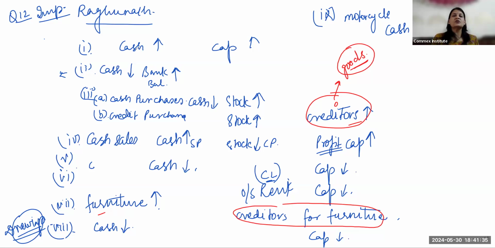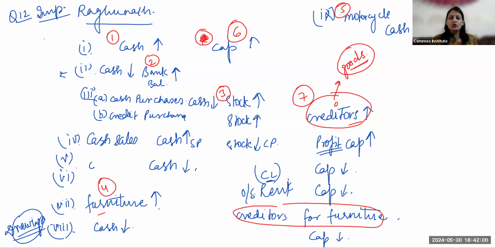Now let's count how many columns we'll need. One cash, two bank balance, then three we'll need for stock on the asset side, and we'll need 4 for furniture, and 5 for motorbike. So 5 on the asset side. Then on the liability and capital side, 6 is capital, and your creditors, your outstanding rent, and your creditors for furniture. 9 columns. We'll need 9 columns. And you have got 9 transactions.